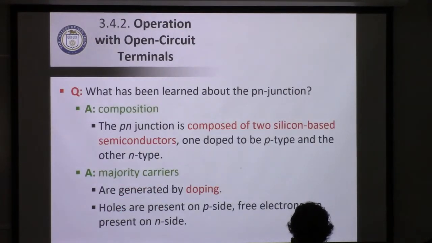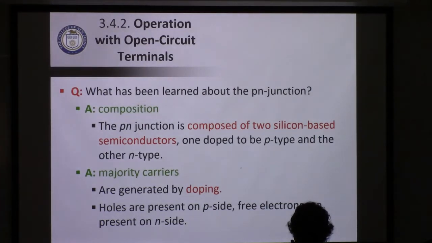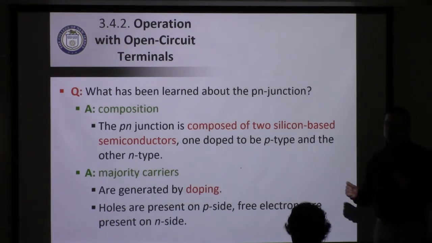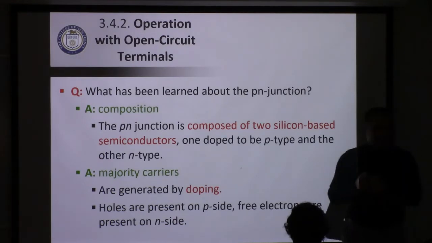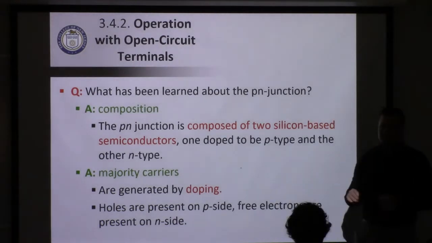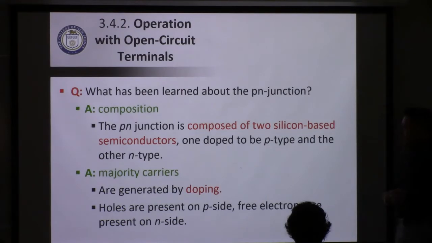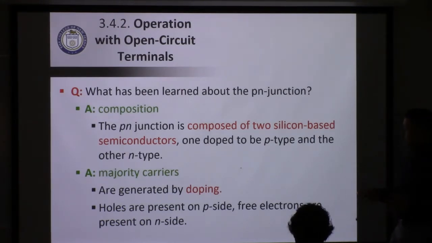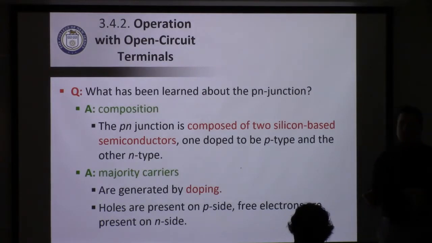What have we learned about the pn-junction so far? I think we have a pretty good understanding of the way that this thing works when it's open circuited, when nothing is attached to it. So first things first, composition. The pn-junction is composed of two silicon-based semiconductors, one p-type doped, one n-type doped. They're put together. There's a junction in the middle. There's terminals on either side, right? Majority charge carriers are generated by doping. The holes are present on the p side. Free electrons are present on the n side.